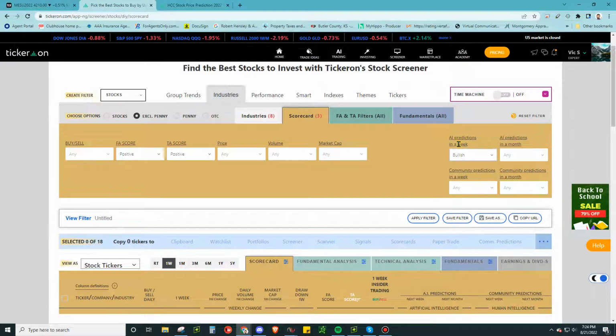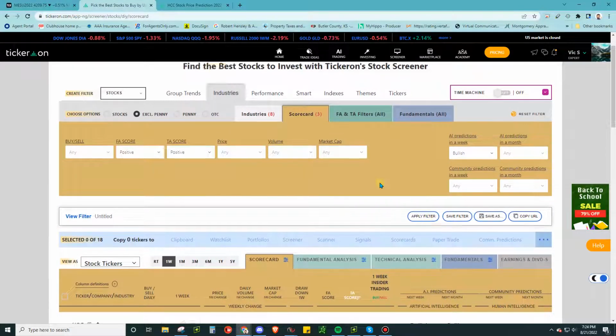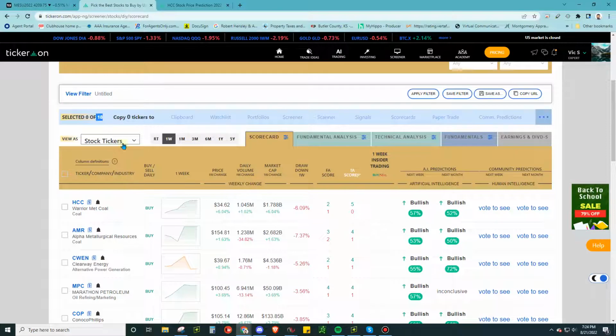And then we click the AI predictions in the next week. Leave that bullish. Again, we're just looking at the next week. I don't care about the predictions in a month. I'm not playing a month out, so I don't really care about that. Just leave that at any. Essentially, we apply the filter. We're going to get 18 tickers.